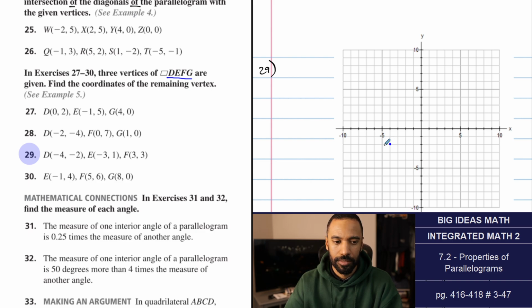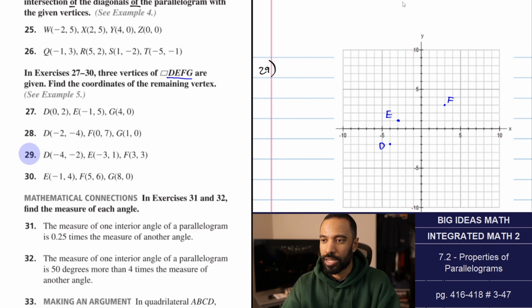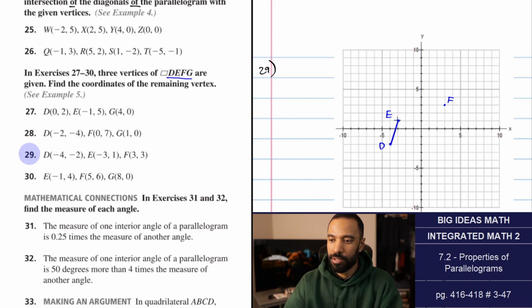D, E, which will connect with D, F. D, E, F do connect. Then we have to find the missing G. It's going to be somewhere down here.